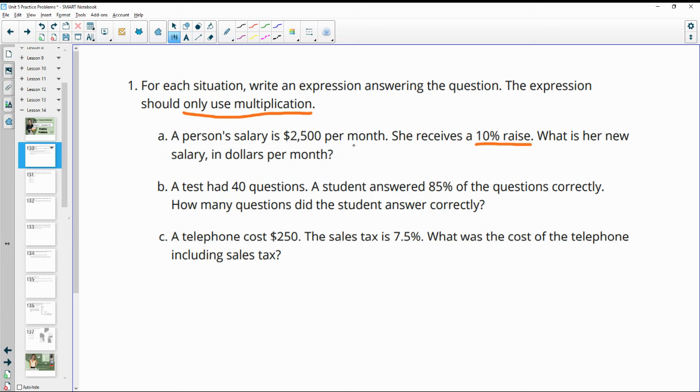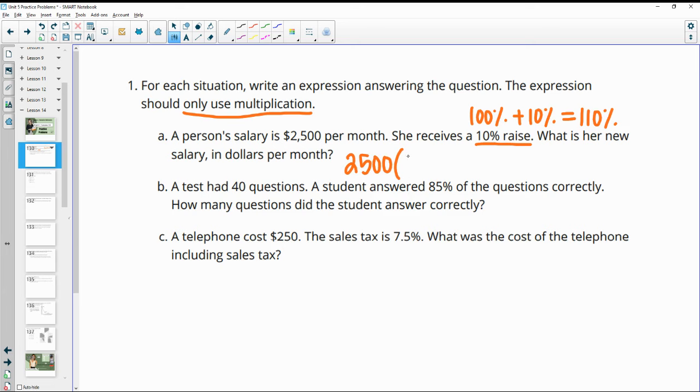So you can think of this as she's getting 100% of her initial salary, right? Her original salary, she gets 100% of that, and she's getting another 10%. So we can think of her new amount being 110% of her initial amount. And we have to think about it that way because we can't use this plus, right? So we're going to have 2,500. We want 110% of that.